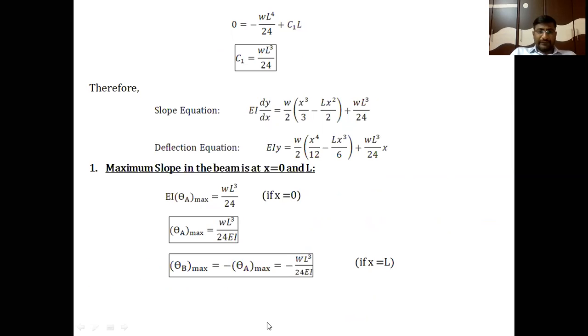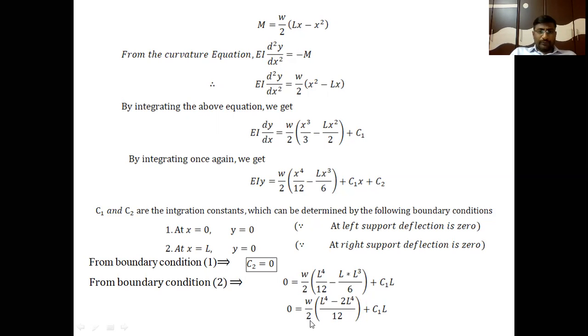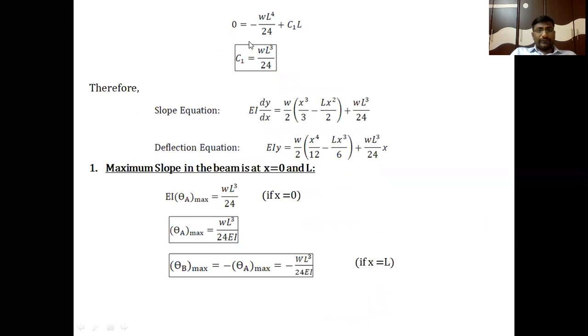From this equation, we can write that W by 2, minus L power 4 by 12. Therefore, minus W L power 4 by 24, minus W L power 4 by 24 plus C1L. From this equation, we can get the first integration constant. C1 is equal to WL cube by 24. One L is cancelled, because on the left hand side it is positive. WL cube by 24 is the value for first integration constant.